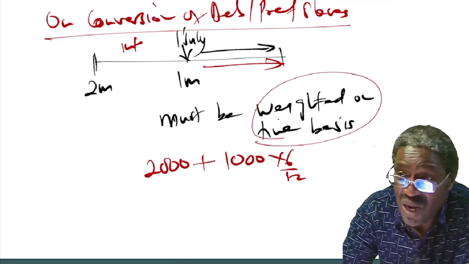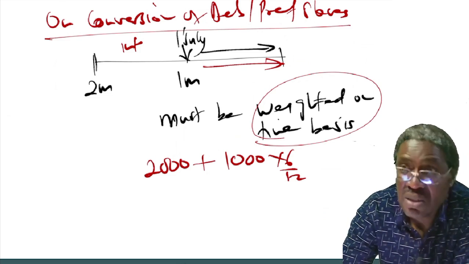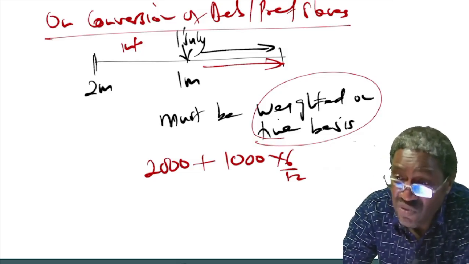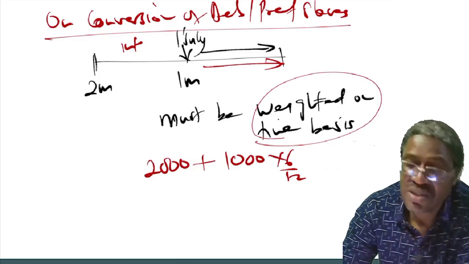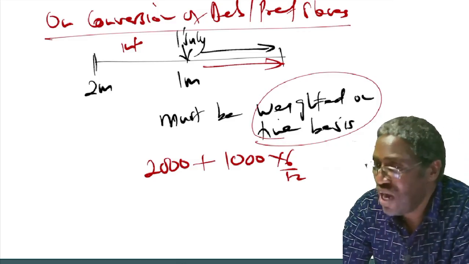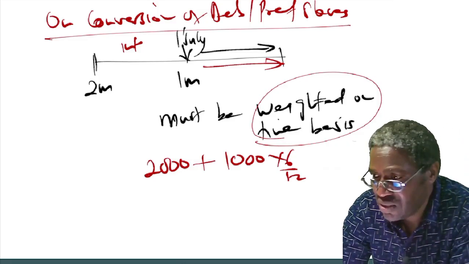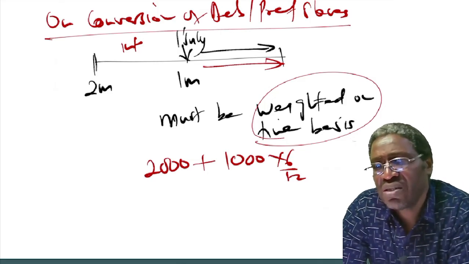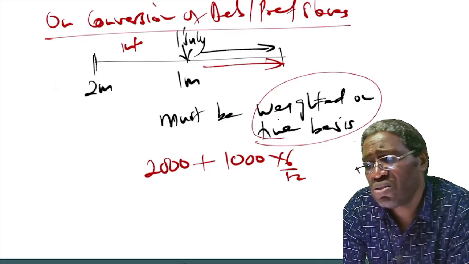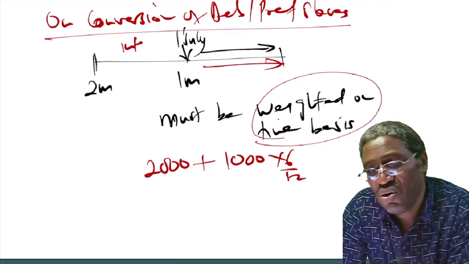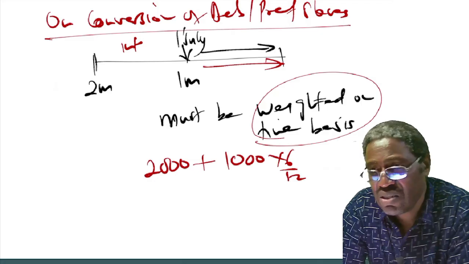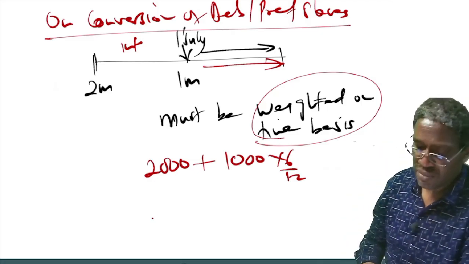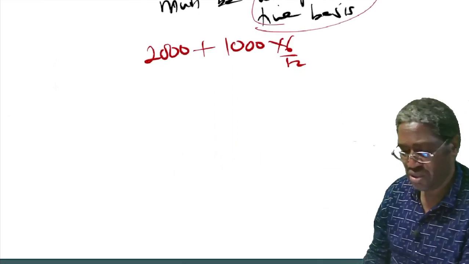The debenture holders were earning interest. The preference shareholders were earning preference dividends. So why should I give them earnings for a period when they are already earning? That's why we are saying they have to be weighted. Good. That's all. So I want you to remember that when shares are issued on conversion, they must be weighted on time basis. Nothing more.